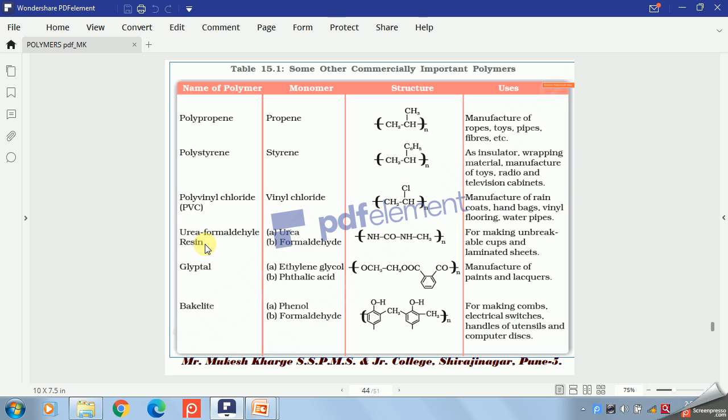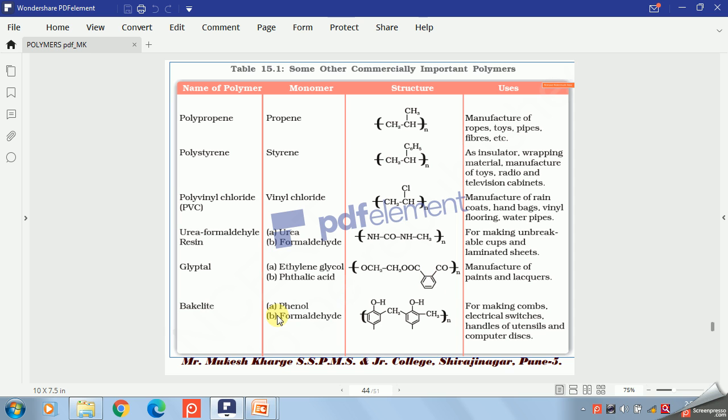The next one is urea formaldehyde resin. The monomers are urea and formaldehyde. The structure is dash NHCO NHCH2 dash n times, and it is used for making unbreakable cups, laminate sheets. Glyptal. The monomers are ethylene glycol and phthalic acid. So structure is dash OCH2 dash CH2 OCO, then benzene ring, again combined with CO, n times. It is used in manufacture of paints and lacquers.